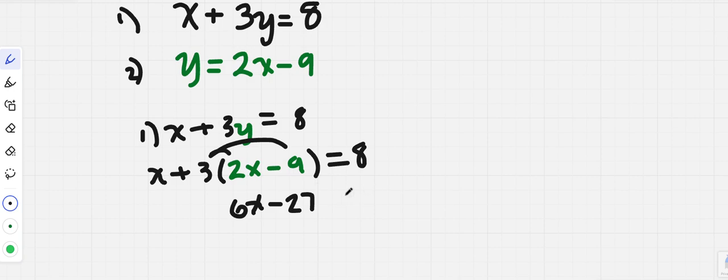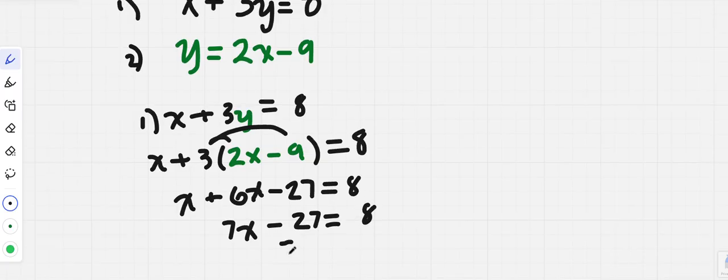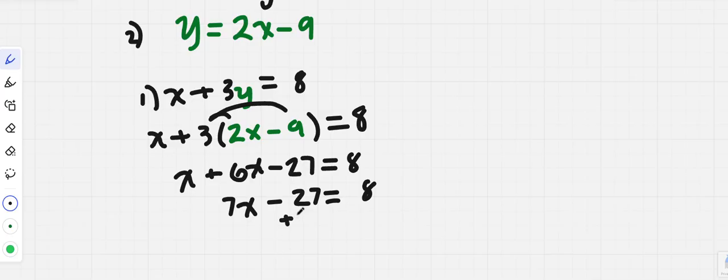We'll bring everything else down. Now we combine like terms: x plus 6x is 7x. Bring everything else down. Minus 27 equals 8. Then we add 27 on both sides.